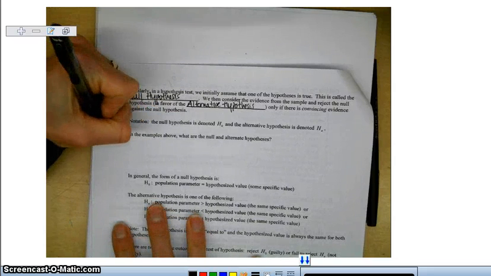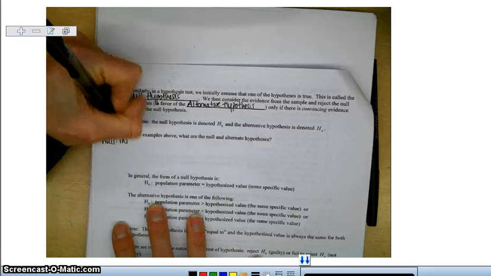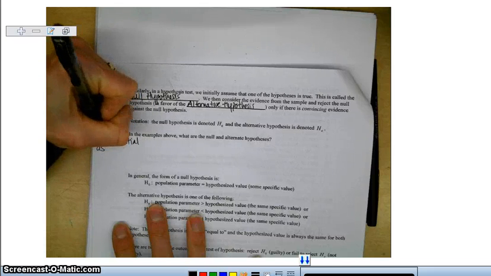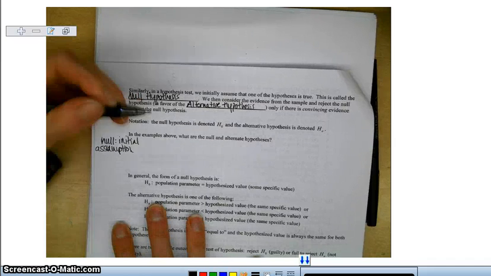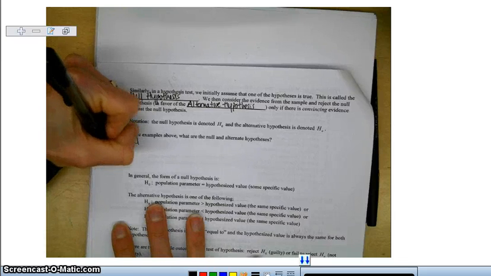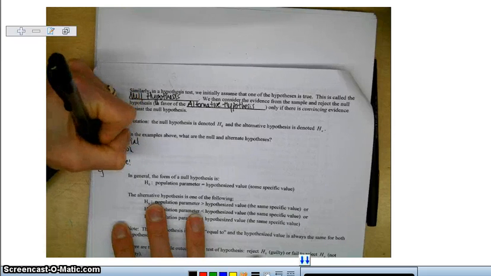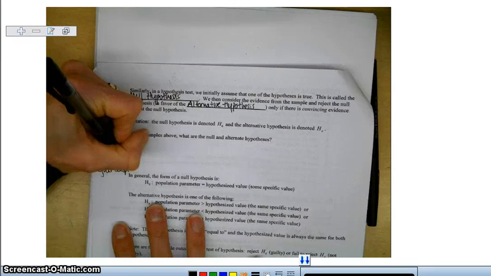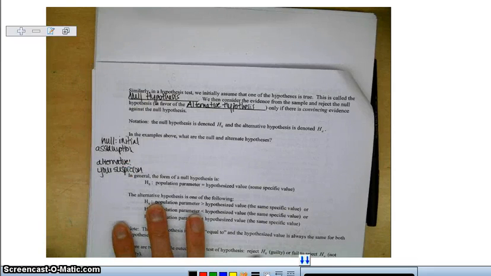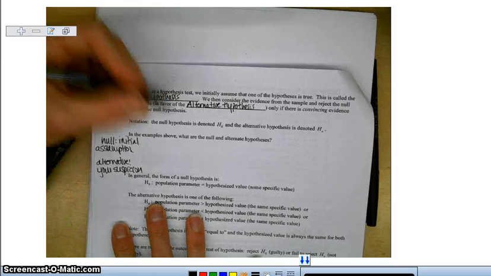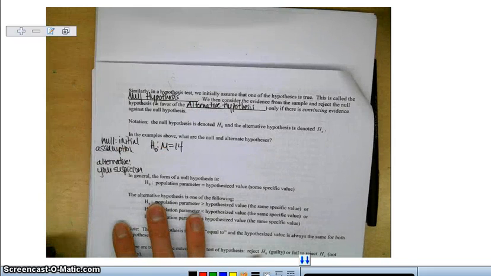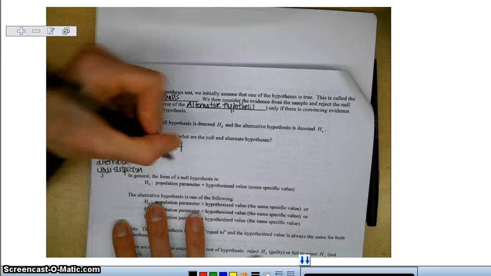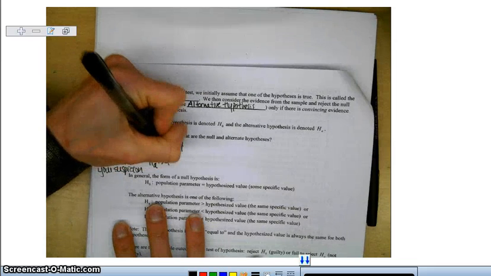So the way I'd like you to think of the null is the initial assumption. What do we assume initially? And the alternative is your suspicion. What do you suspect? So with the Frito-Lay example, the null hypothesis would be that the mean is equal to 14. We would assume that they fill it at 14 ounces, okay? But the alternative, what we suspect, is that it's less than 14.